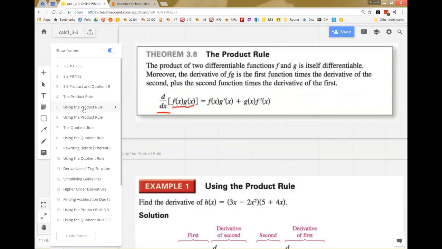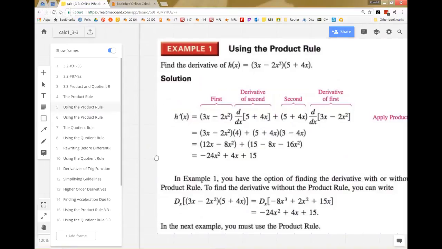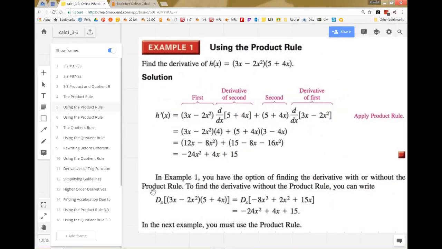So let's take a look at, now I will just tell you, in this example, we didn't have to use the product rule. We could have multiplied this thing out first and then just used the rules that you learned yesterday. But we're using it as an example because there will be times when you have to use the product rule. So let's just ease into this.